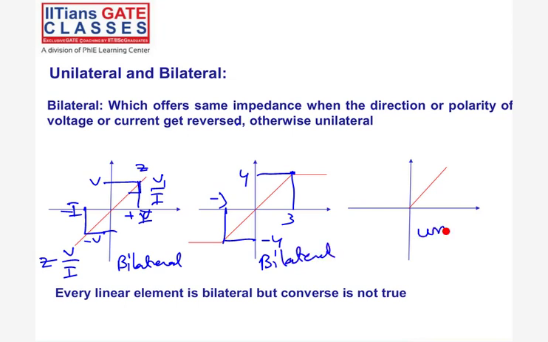Okay, so you can generalize this. Every linear element is a bilateral element, but the converse is not true. Every linear element is a bilateral element, but the converse is not true. Am I clear so far?